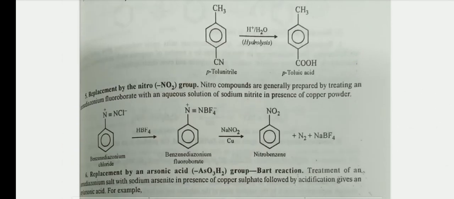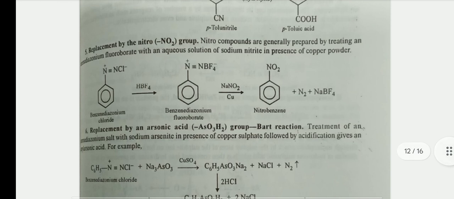Replacement by nitro (-NO2) group. Nitro compounds are generally prepared by treating an arene diazonium fluoroborate with an aqueous solution of sodium nitrite in the presence of copper powder. Replacement by an arsonic acid (-AsO3H2) group.